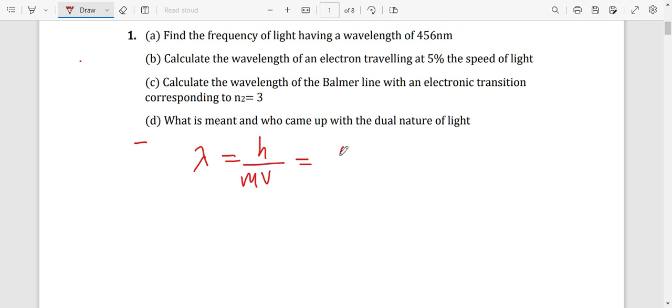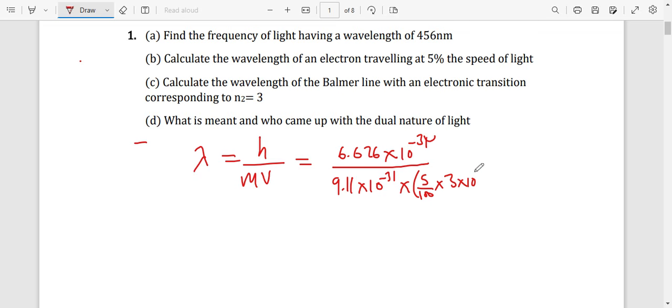Okay. Planck's constant is 6.626 times 10 to the power negative 34. Divide that by mass. This is an electron. The mass of an electron is a constant, 9.11 times 10 to the power negative 31. Then multiply by the velocity. This is 5% the speed of light. 5% is 5 out of 100. The speed of light is 3 times 10 to the power 8. So this is what we get to do.